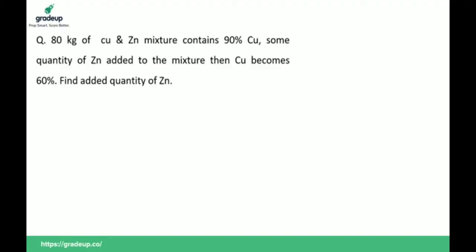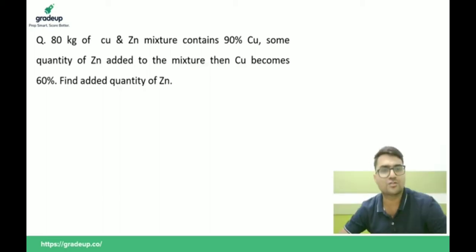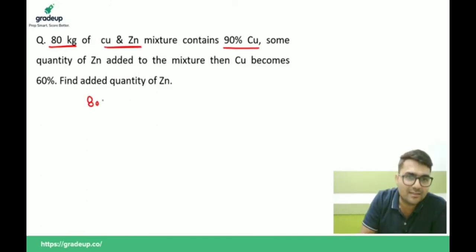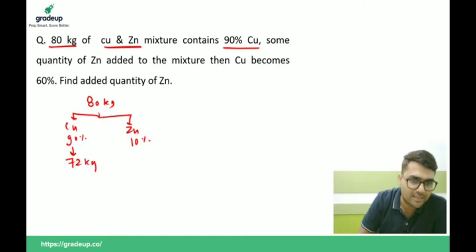Yes, guys, please try to solve this question and give the answer in the comment box. Okay, now I will tell you the solution of this question. Don't worry, guys. Please listen. 80 kg of copper and zinc mixture contains 90% copper. That means copper is 72 kg and zinc is 8 kg.